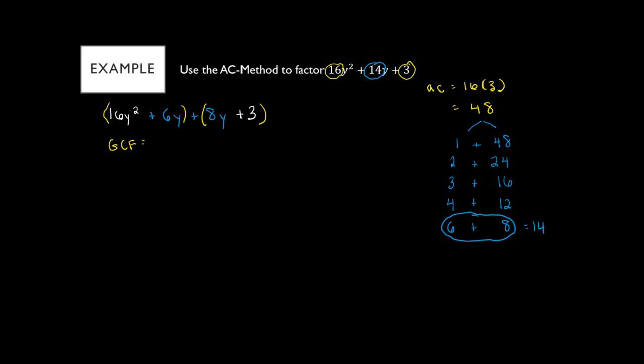So between 16 and 6, I can't divide them both by 3 or 8 or 4. I can divide them both by 2. So that's the largest thing I'm going to be able to get out of there. I can also remove a y from both of those. For the second pair, I have 8 and 3. I can't remove a number. And between y and nothing, I can't remove anything. So if you get to a point where there's nothing you can take out, just write a 1. There is no greatest common factor. There's nothing I can divide out of there. So you just write a 1.